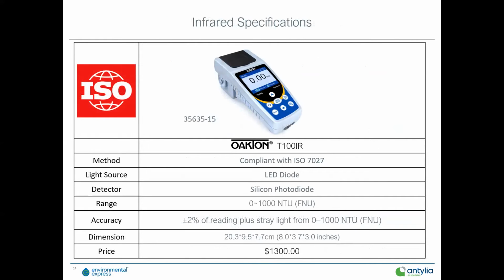Also did want to mention our T100 infrared turbidimeter. This is compliant to ISO 7027. This is used by our European colleagues, and it is the compliant instrument in Europe. It does use an infrared or LED light source, that being a key difference between the white light version and the infrared version.